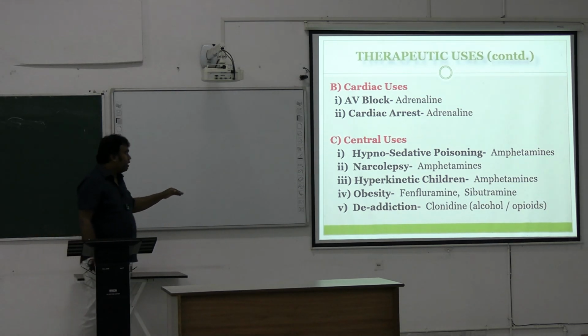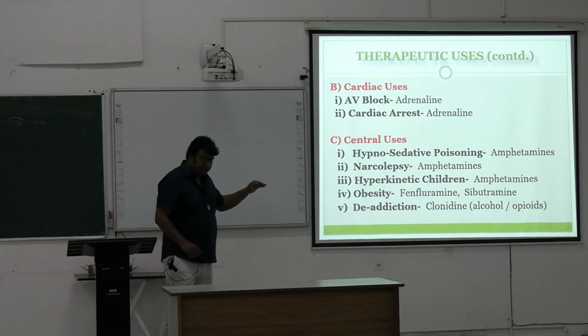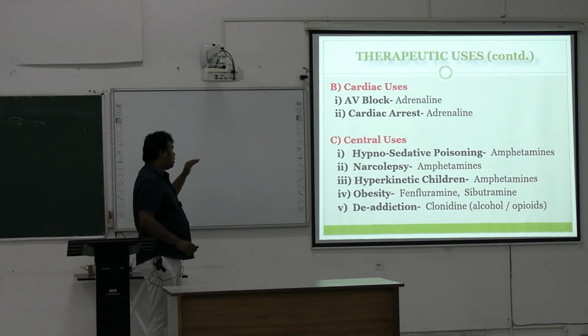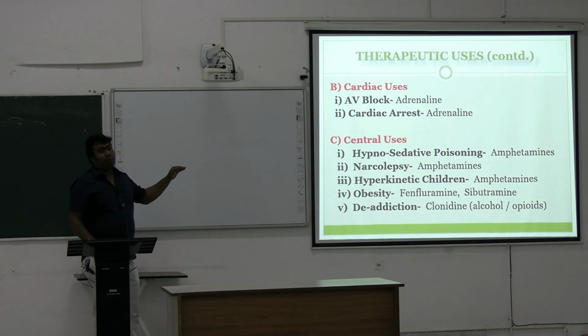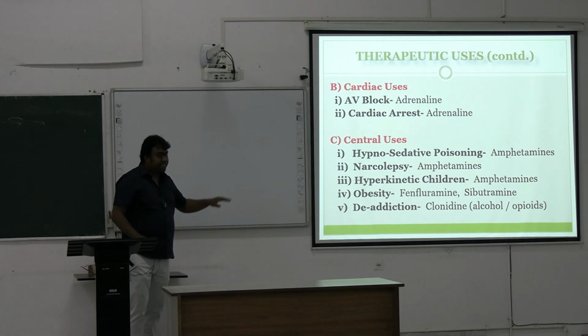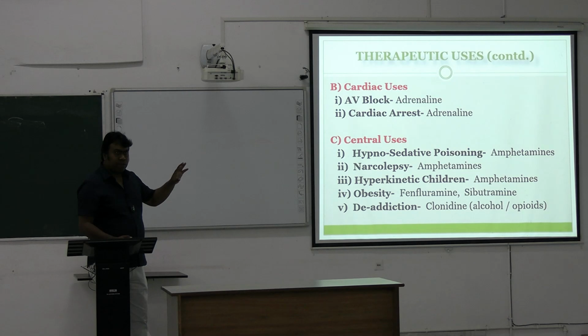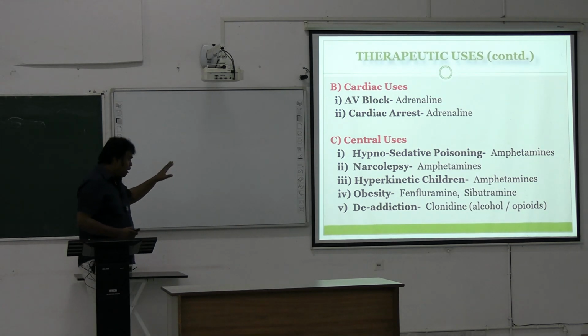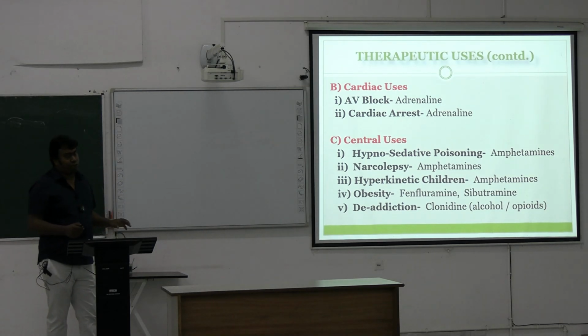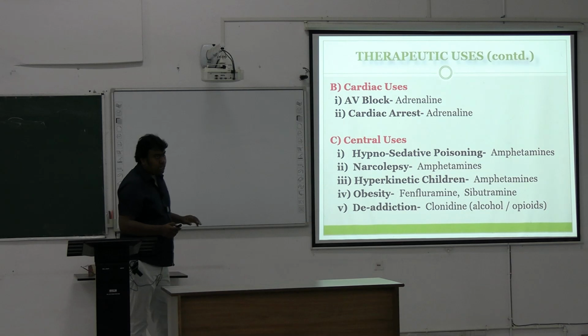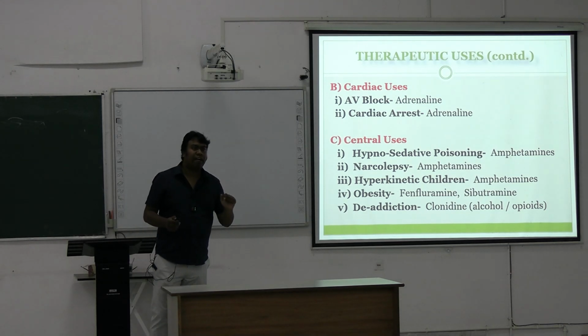In narcolepsy and in hyperkinetic children, amphetamine is preferred. In obesity, fenfluramine and sibutramine are preferred because they reduce the appetite. In de-addiction, the drug used is clonidine. Clear? এই পর্যন্ত কি হলো? Sedative-hypnotic poisoning, narcolepsy, hyperkinetic children: amphetamine. Then in obesity, sibutramine, fenfluramine. In case of de-addiction, clonidine. So use of clonidine. What are the uses of clonidine?